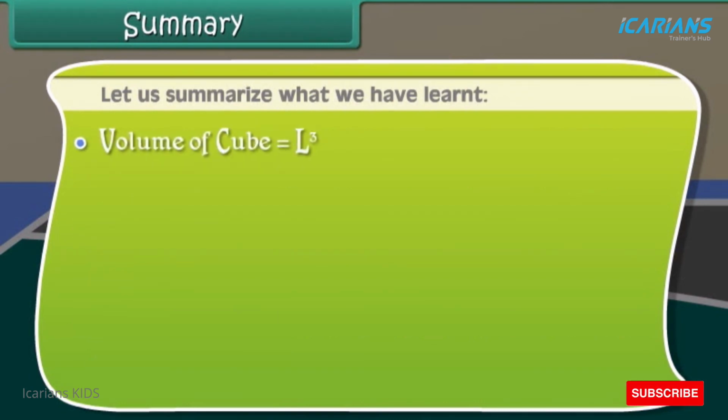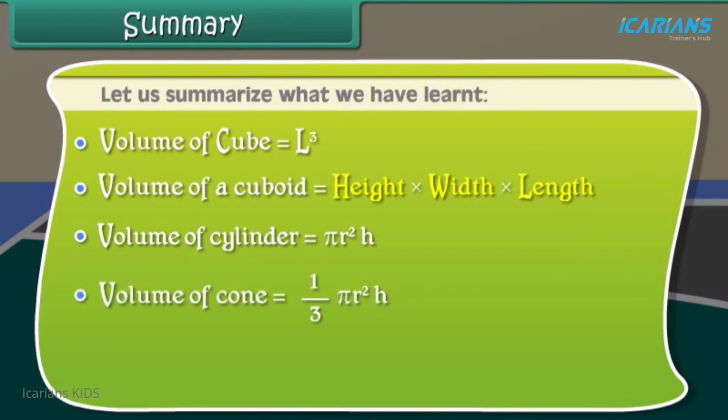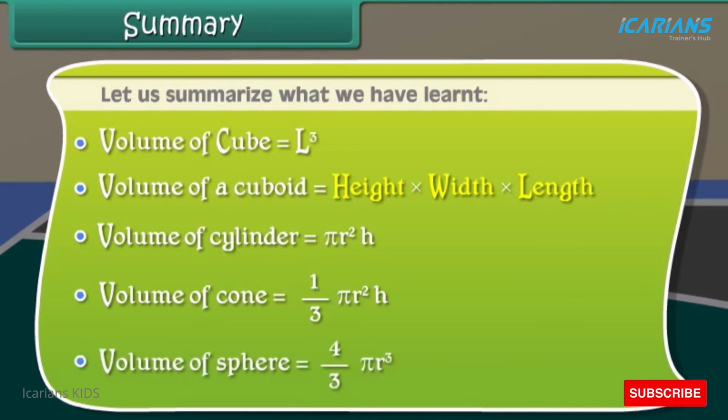Volume of a cube is equal to L cubed. Volume of a cuboid is equal to height times width times length. Volume of a cylinder is equal to pi r squared h. Volume of a cone is equal to 1/3 pi r squared h. Volume of a sphere is equal to 4/3 pi r cubed.